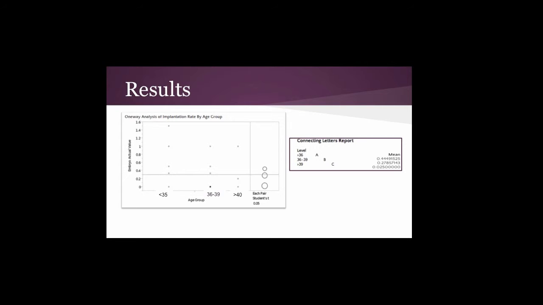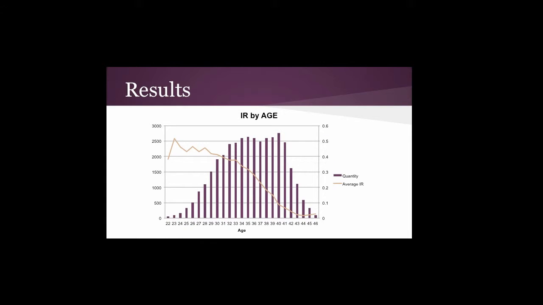This means that our older patients have a lower implantation rate and vice versa, our younger patients have a higher implantation rate. This was helpful because for the rest of our project, we were going to have to deal with 2 less factors. This is a graphical representation of implantation rate by age, and it is clear that the older you get, your implantation rate severely drops.